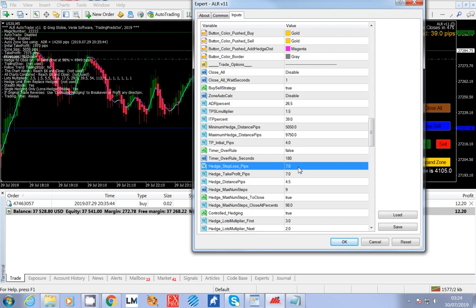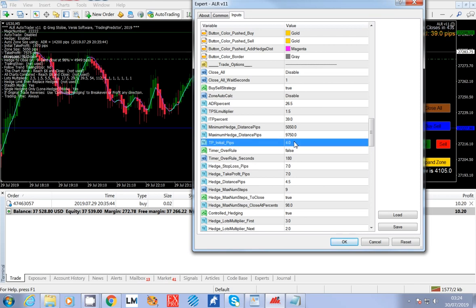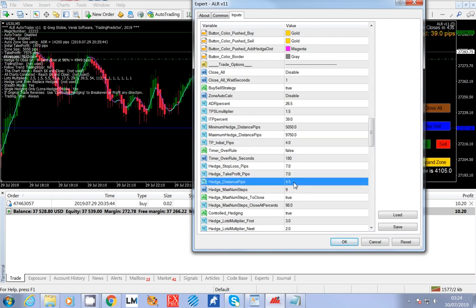That's absolutely fine. So you can take off, for example, the zone auto calc and use your own stop loss and take profit setting, here and here, and use your own initial take profit setting, and let the zone be created by what you want it to be, which is this one here. I know it doesn't say zone, I should have maybe made it a bit more obvious, but that hedge distance pips is the distance between the edge of the zone, so that basically is the zone size.